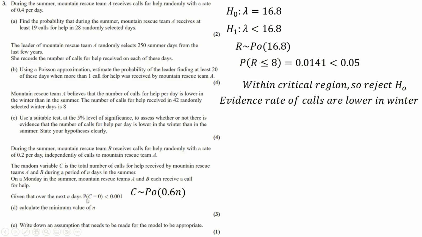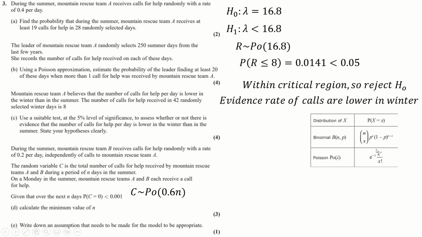Given the probability, we need to find the minimum value of n such that the probability of getting 0 calls in this combined distribution is less than this. Now, this is kind of an unusual question. For the first time, I think, in FS1 history, we actually have to break out the Poisson formula to do the Poisson distribution without a calculator, which is this here. And this is not usually very helpful because this is a very hard equation to solve.